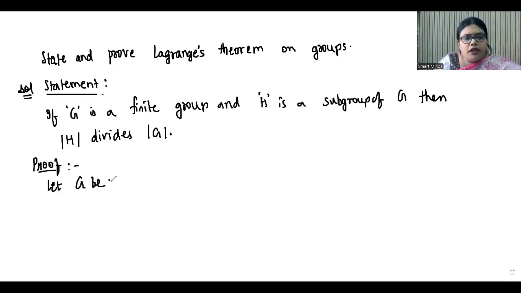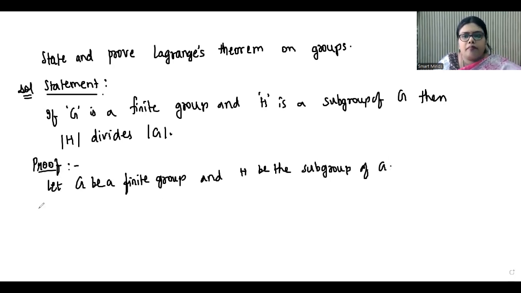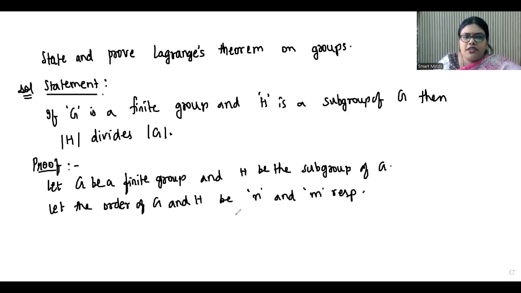Let G be a finite group and H be the subgroup of G. Let the order of G and H be N and M respectively. That means order of G is N and order of H is M. So let us write that order of G is equal to N and order of H is equal to M.